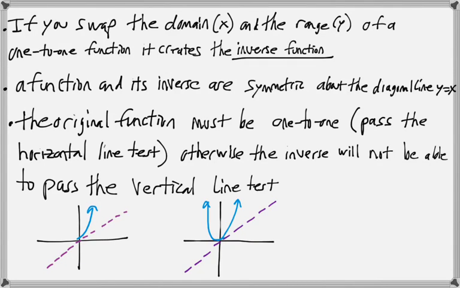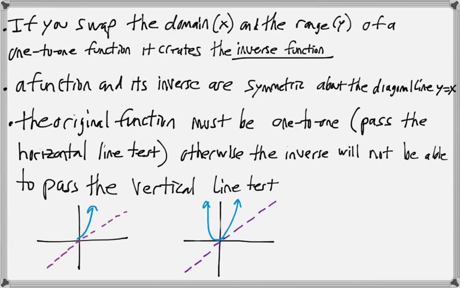So section 1.7 is mainly about inverse functions. And for inverse functions, or to find them, if you swap the domain, which is your x, and the range, which is y, of a one-to-one function, then this creates the inverse function. And there's a couple things I want to talk about with the inverse function.